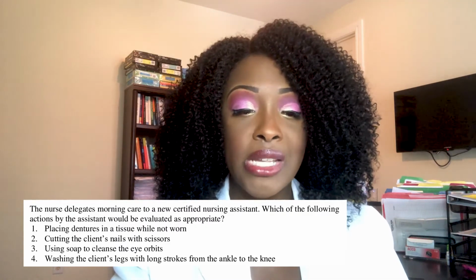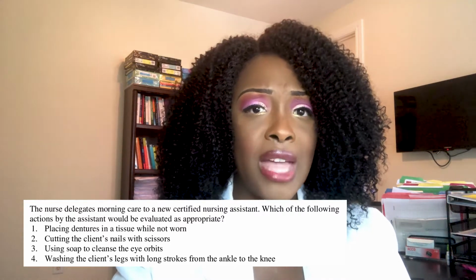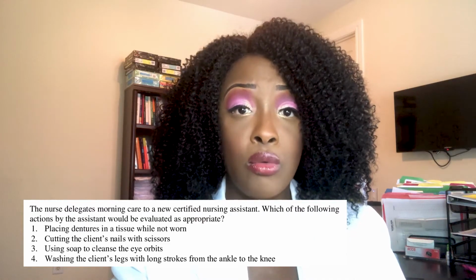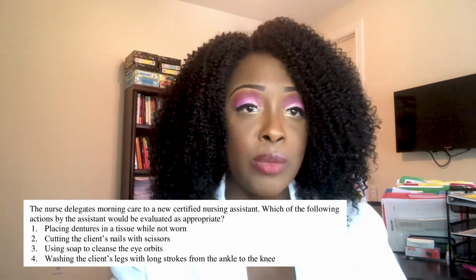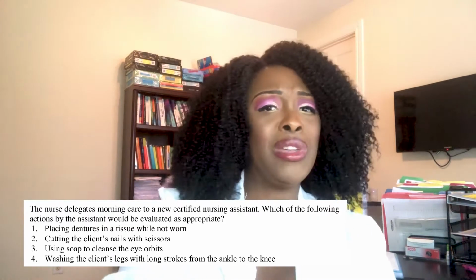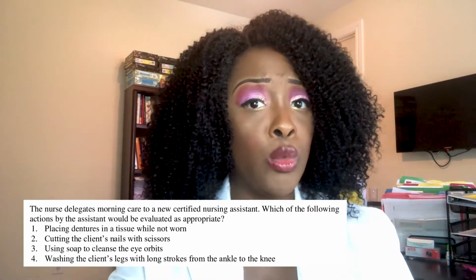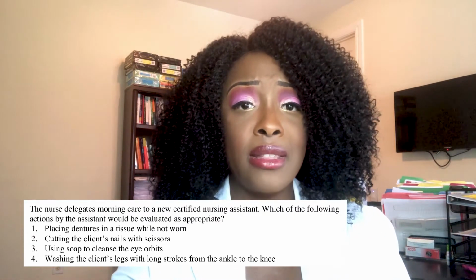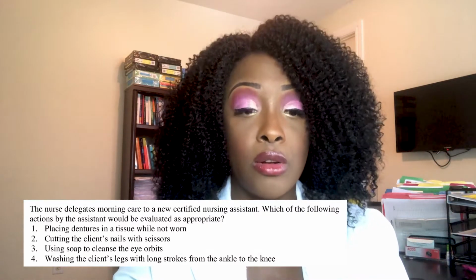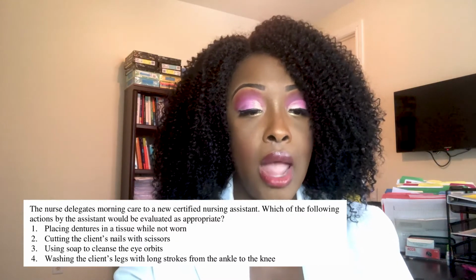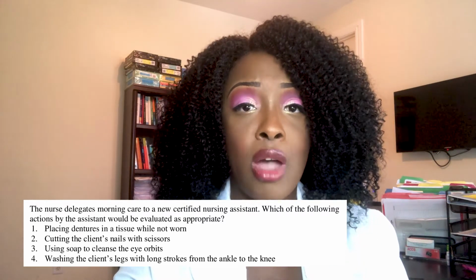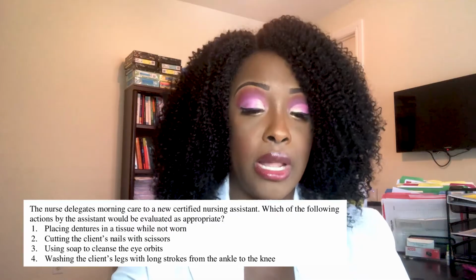Number 1, placing dentures in a tissue while not worn. Well, we don't do that. The dentures need to go in a cup, in a container, and it has to be labeled so we know who they belong to, not in a tissue. Somebody can just pick up that tissue and throw it in the garbage, right? Number 2, cutting the client's nails with scissors. Do we cut clients' nails with scissors? No. We use nail clippers. And don't forget, when you're cutting clients' nails with nail clippers, you cut and you file straight across, especially with diabetics, right? Number 3, using soap to cleanse the eye orbits. No, you're going to get soap in the patient's eyes. You're going to cause irritation. So that's why number 4 is the correct answer.